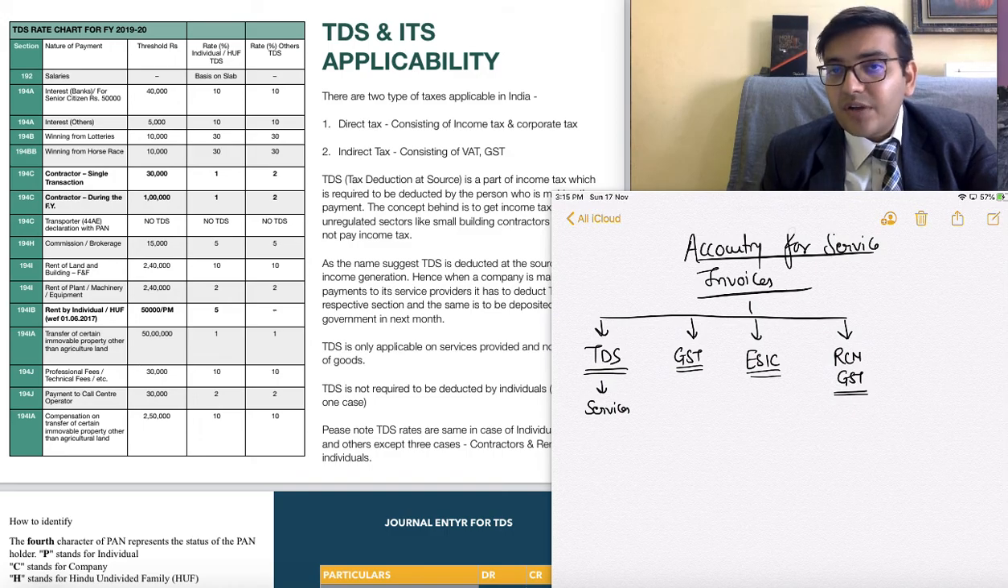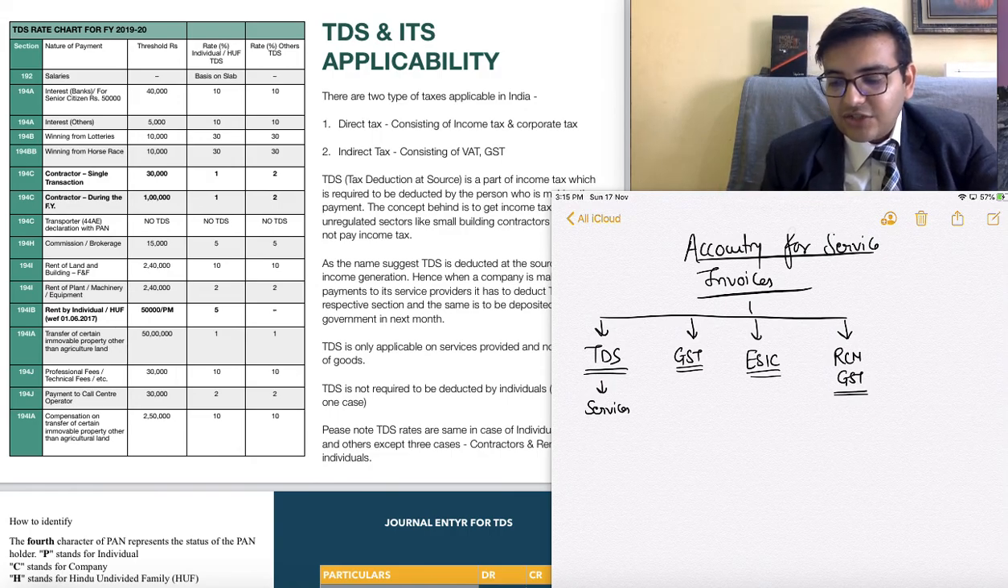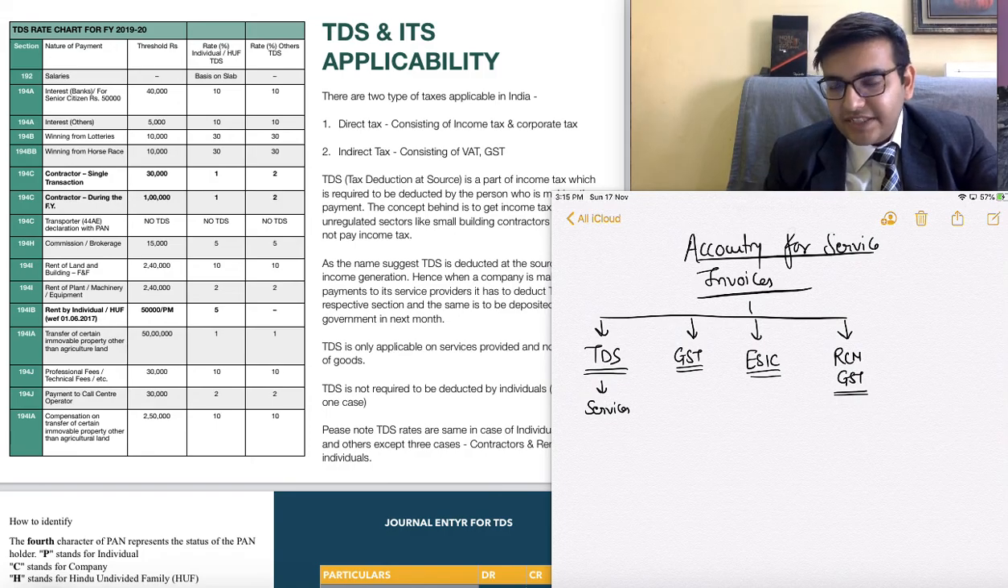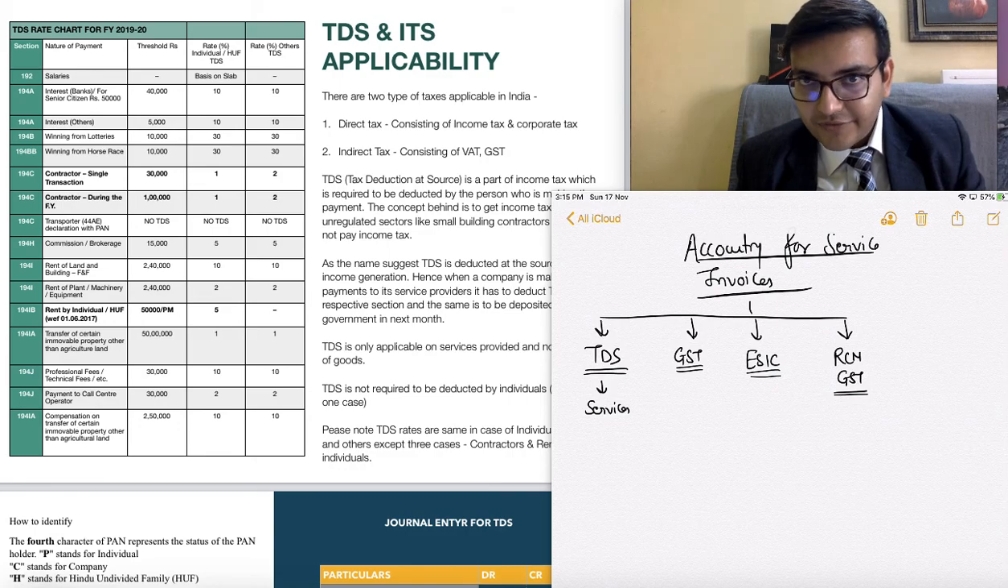And there are some accounting principles which we need to consider before accounting, like prepaid. Whether we have paid an expense in advance, that's what we call prepaid. So that's all we have to discuss in this. Now let us start with the first concept of TDS. What is TDS and how is it impacting our accounting of services?